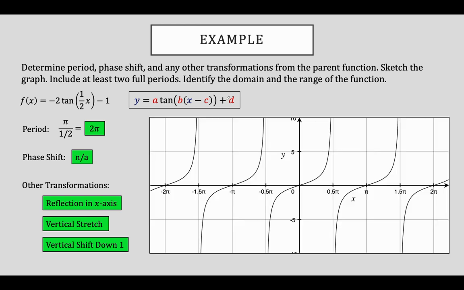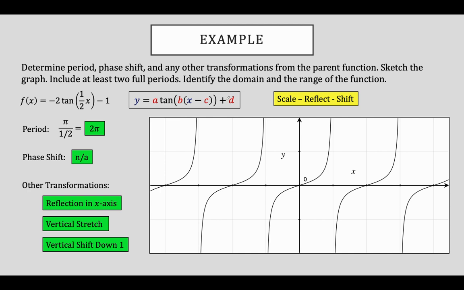So here's the parent function, right? That's y equals the tangent of x. Remember, scale, reflect, and shift. All right? So we get rid of all of the labels on our x and y axis, and now we can begin to relabel them. Always scale first. So let's start off with our vertical scaling, because that's from a. We have a vertical stretch. All of our y values are going to get pulled away from the x-axis.